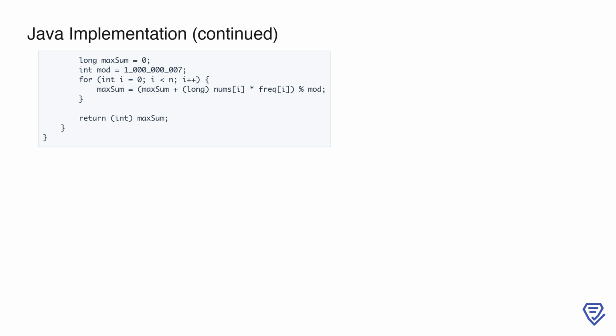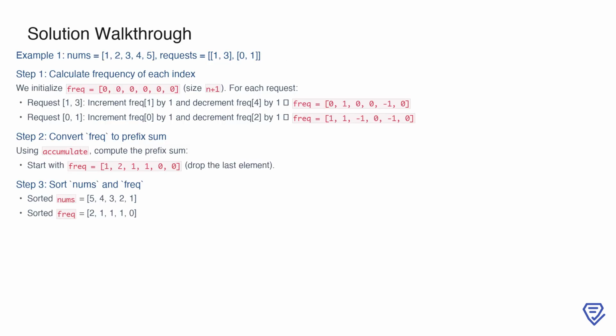This approach ensures optimal performance by leveraging sorting and prefix sums, making it efficient even for larger inputs. Here, we are solving the problem using an example where nums is 1, 2, 3, 4, 5, and requests are 1, 3, 0, 1. The first step is to calculate the frequency of each index.